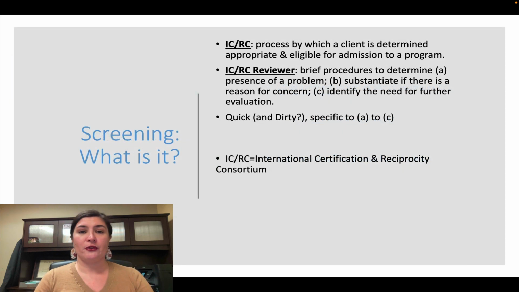Another important component to go over is the difference between a screening tool and an assessment questionnaire. Screening, what is it? The ICRC determines it as a process by which the client is determined appropriate and eligible for admission to a program. These are typically brief procedures, and they determine whether there's a presence of a possible problem. They also substantiate if there is a reason for concern, so like risk factors. They identify a need for further evaluation. So these are typically quick and dirty, and typically tell us that there is need for more information.